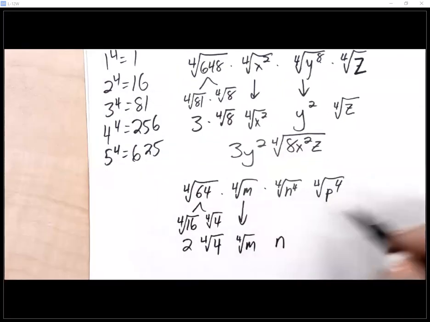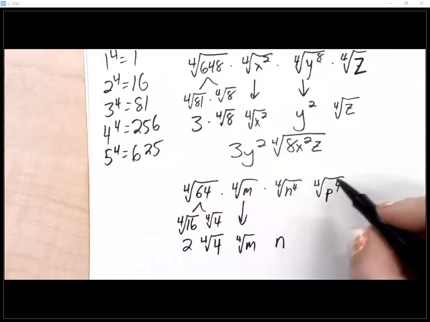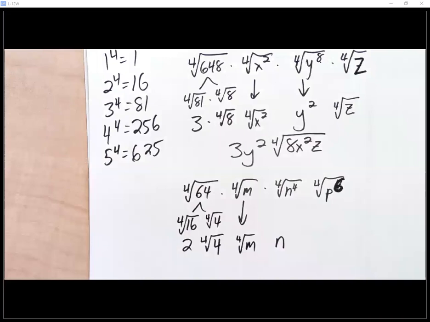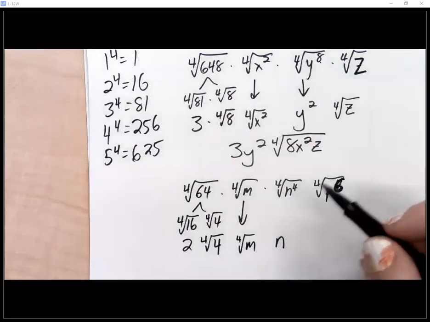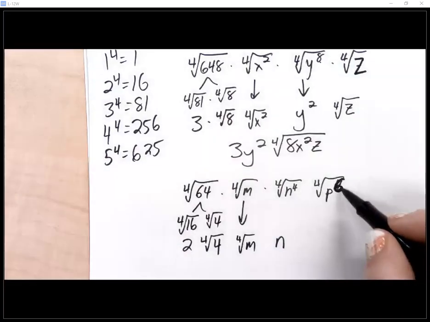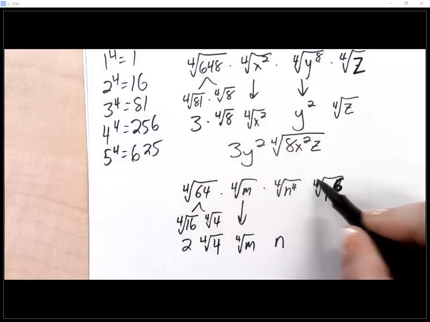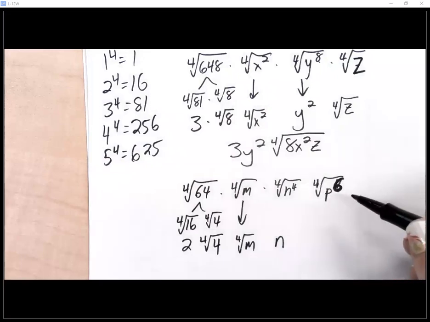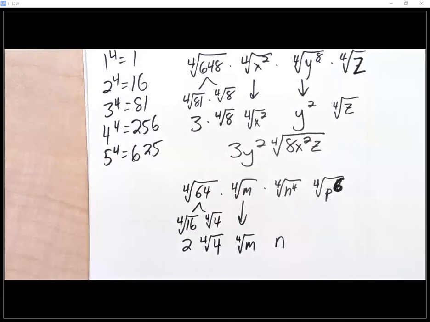Oh, and I miscopied. This was p to the sixth. Now, for the last one, p to the 6 in the original. Yep, I miscopied. 6 is bigger than 4, but I can't do 6 divided by 4. So that's when you say to yourself, okay, I can't do 6 divided by 4. Let me go down by 1. Oh, I can't do 5 divided by 4 either. Go down another. You can do 4 divided by 4.